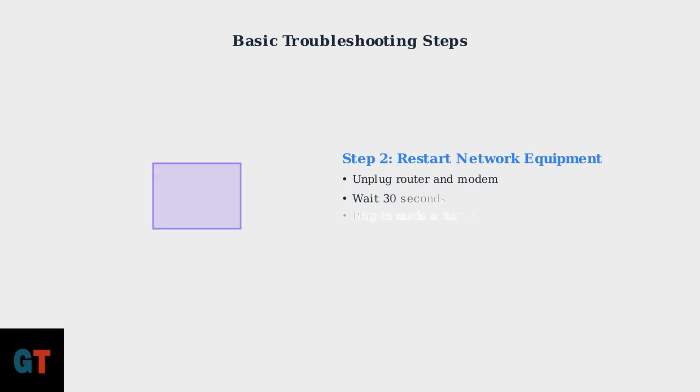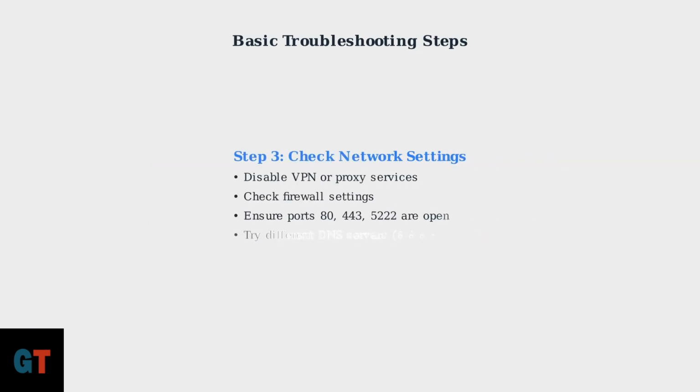If servers are operational, restart your internet router and modem. This simple step resolves many connectivity issues by refreshing your network connection and clearing any temporary routing problems that might prevent authentication. Disable any VPN or proxy services that might interfere with Epic's authentication servers. Check your firewall settings to ensure that the necessary ports are open, particularly ports 80, 443, and 5222, which are essential for Epic Games communication.